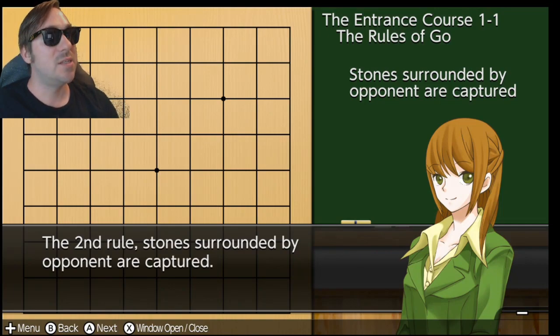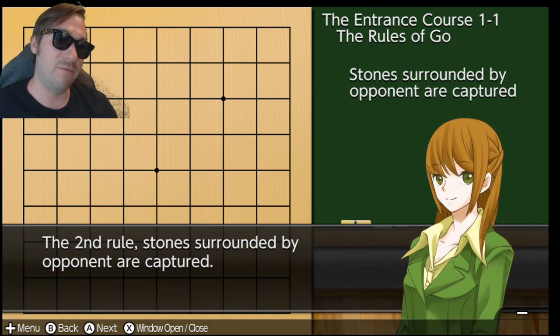Very simple. Second rule, stones surrounded by opponent are captured. So when you have a stone that has every one of its sides possessed by a stone of the opposite color, then it dies, and things kind of build off of that idea.